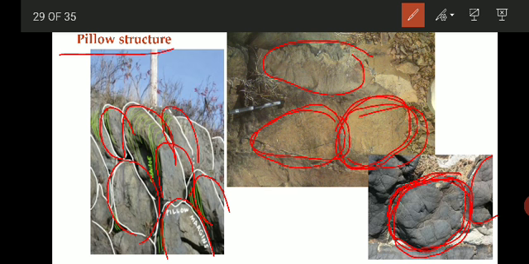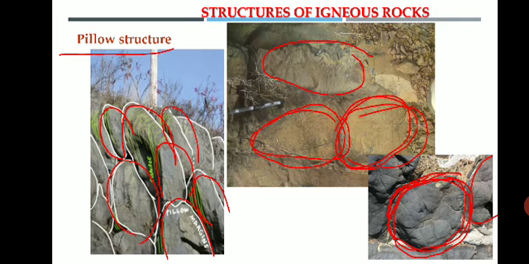So this is a particular structure which is again occurring in the basic lava, which is rich in soda. Okay, that is rock containing high lime, soda. So here the lava exhibits the appearance of a pile of masses which have been compared with pillows. So the name is given as pillow structure.